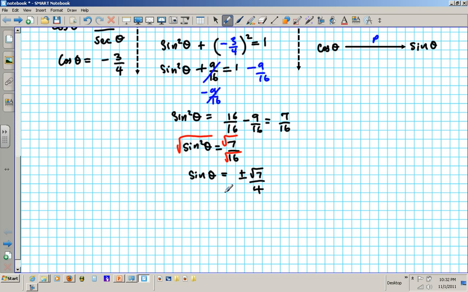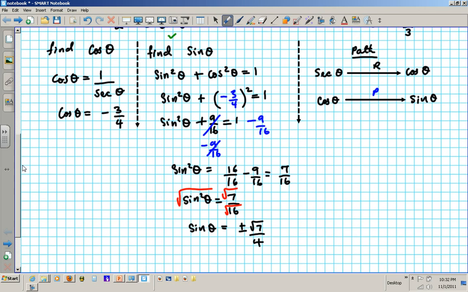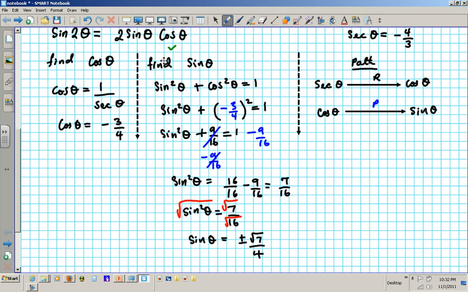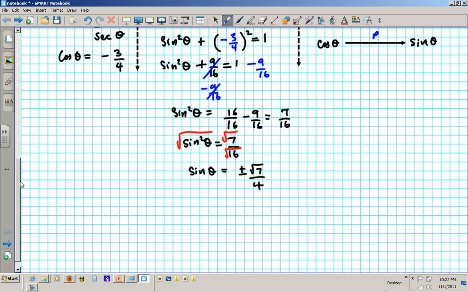So that's sine theta. So we now have sine theta and cosine theta, the 2 ingredients we need to compute what sine 2 theta is. Okay? So we're ready to go. So let's find sine 2 theta first. Sine 2 theta is, let's rewrite the formula, 2 sine theta cosine theta.